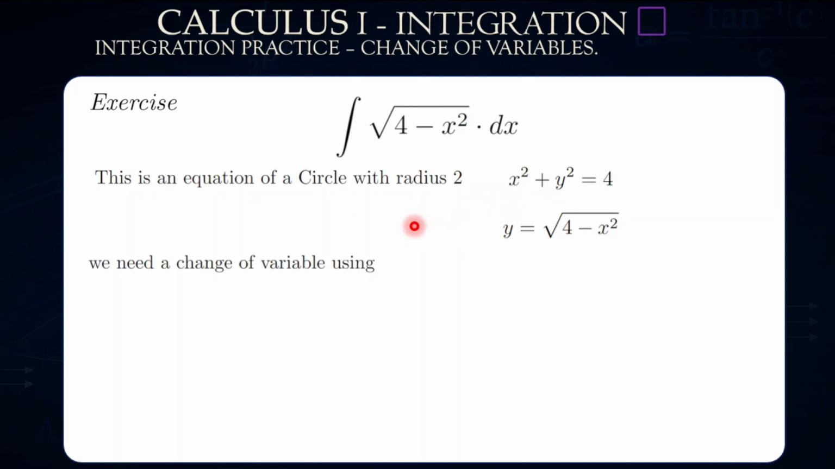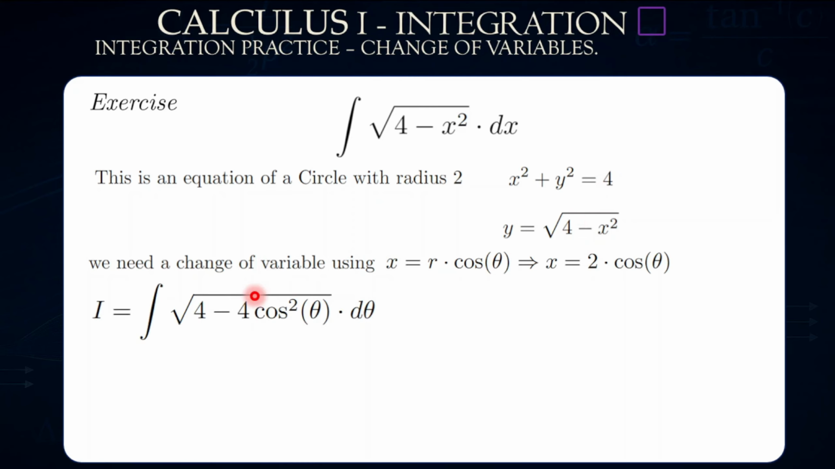So we need to change the variable using x equal r cosine theta, which gives us x equal 2 cosine theta, because r is 2, which is 2 squared. This is what gave you 4. Okay, so r equal 2. I equal integral of square root of 4 minus 4 cosine squared theta, which is the x squared, times d theta. 4, you can factor it out, and the square root of 4 gives you 2.